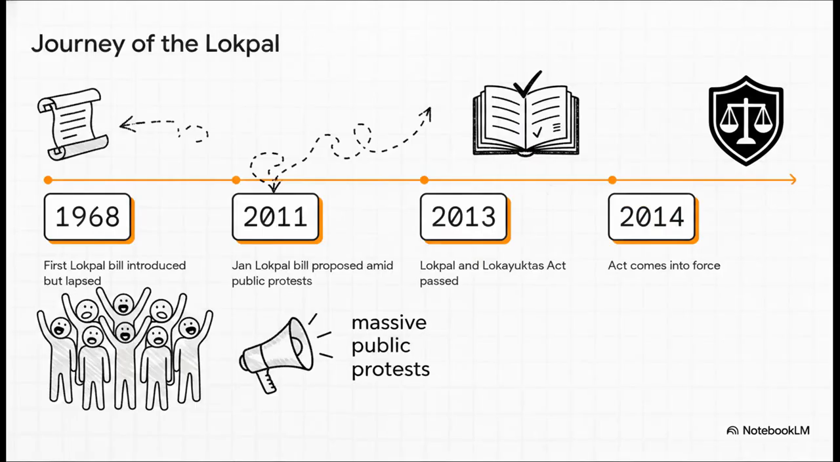But maybe the strongest institutional medicine we have is the Lokpal. It's based on the Nordic ombudsman concept, but its journey in India was, well, it wasn't easy. The first bill was actually introduced way back in 1968. It took 45 years and massive public protests in 2011 before the Lokpal and Lokayukta Act finally passed in 2013, coming into full force in 2014.